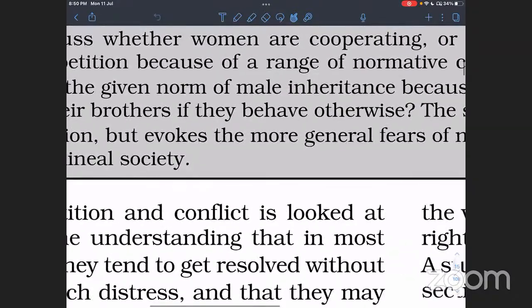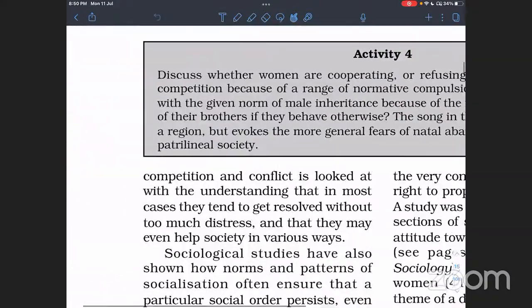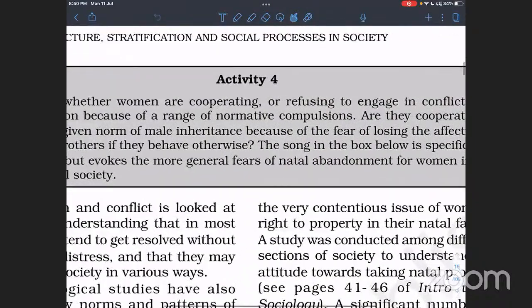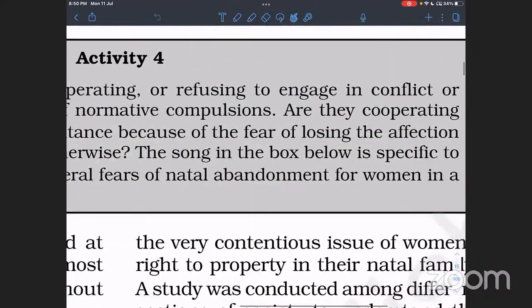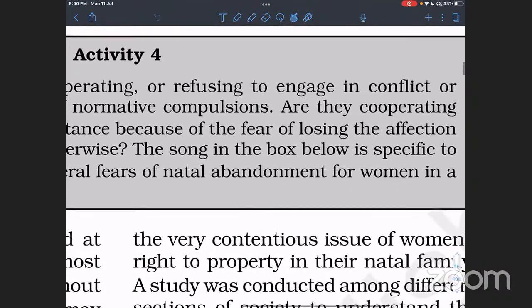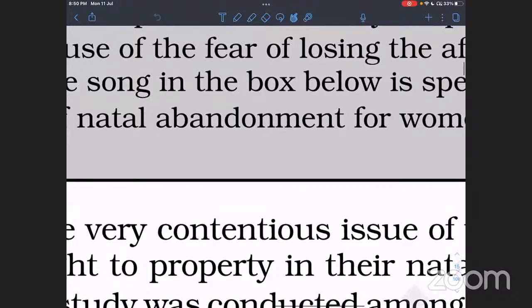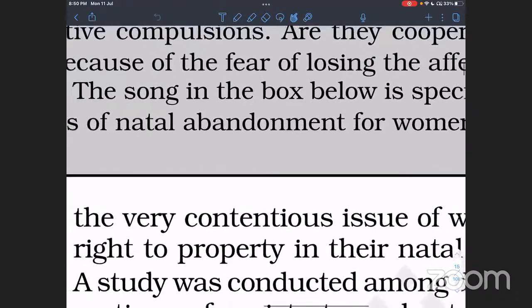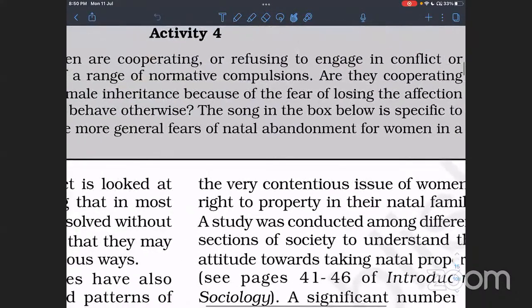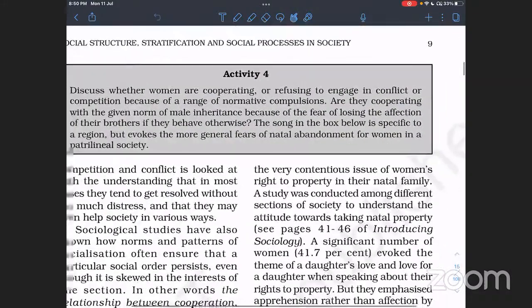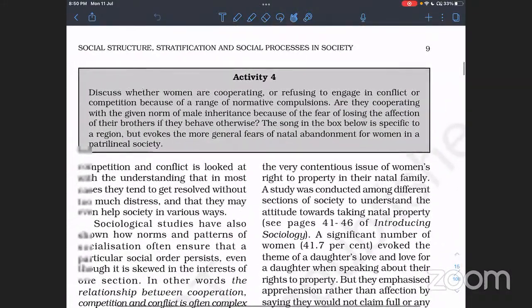Why should I inherit my family property? If I try to demand my property, then I will enter into conflict with my family. Then there is a possibility that my family may abandon me. My family may not take care of me. Then where am I supposed to go if my husband leaves me? Look how many insecurities a woman is facing in Indian society.